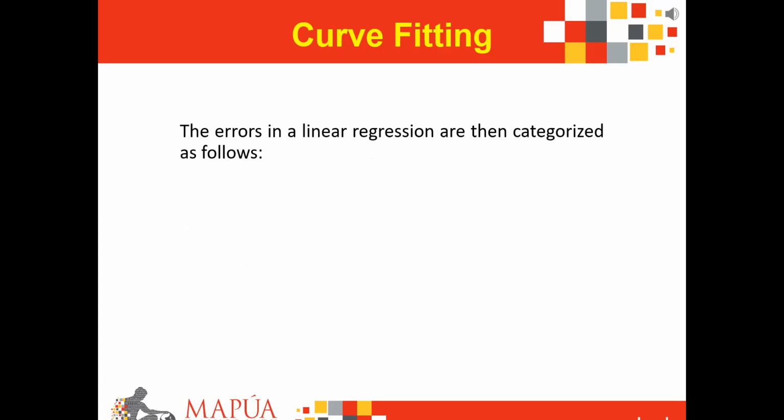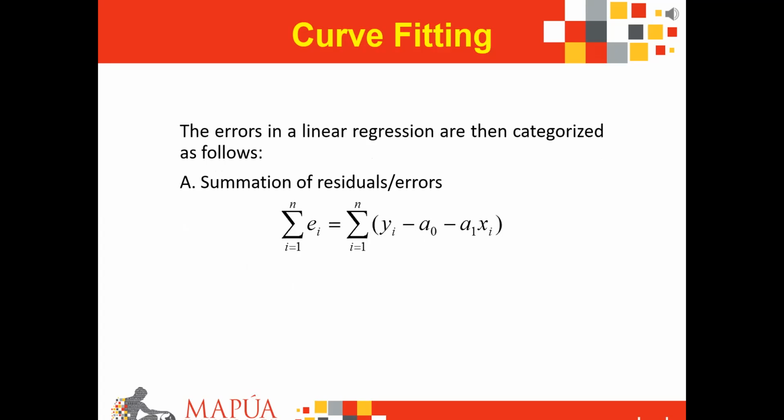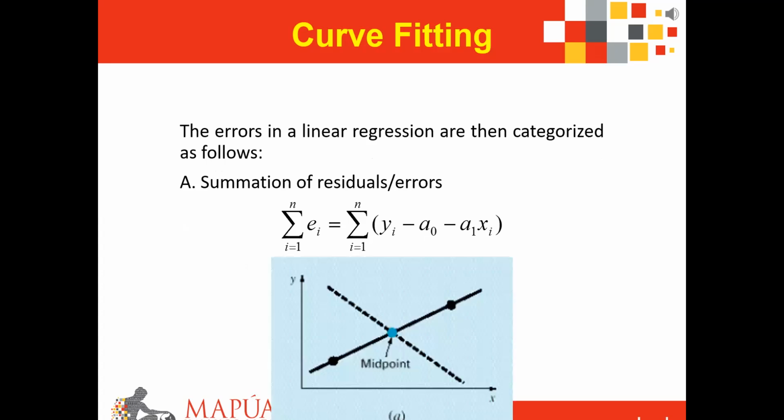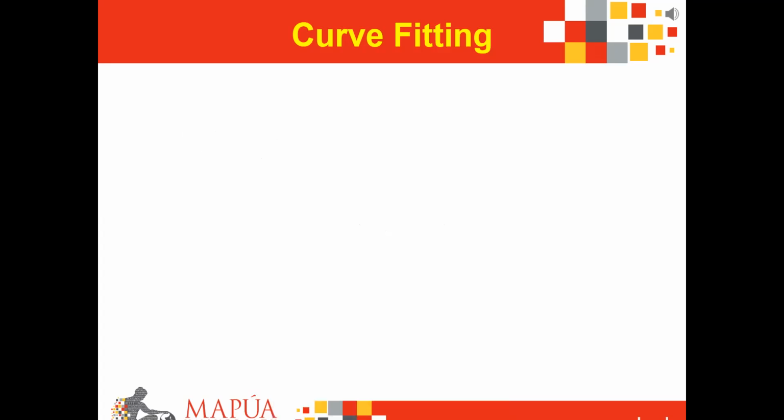The errors in a linear regression are categorized as follows. You may use the summation of residuals or errors. Upon doing this, note that if I sum up all the errors, all negative errors will cancel the positive errors, therefore ending up with a misleading slope for my model regression line. Hence, this criterion is not used.